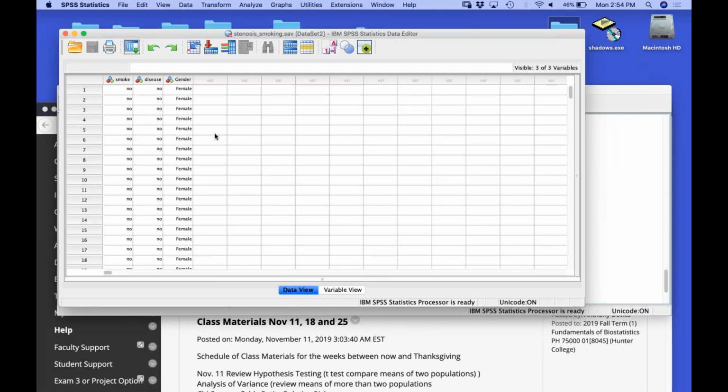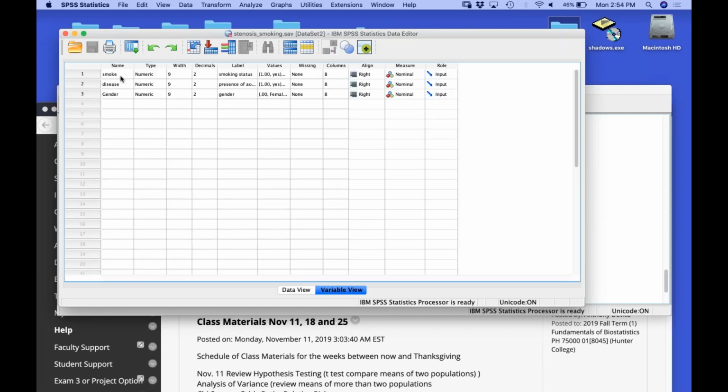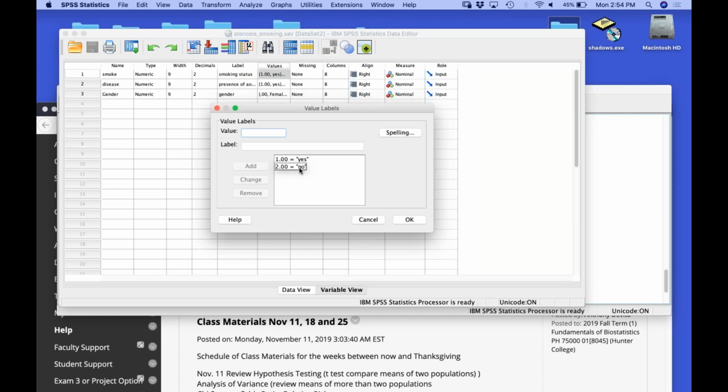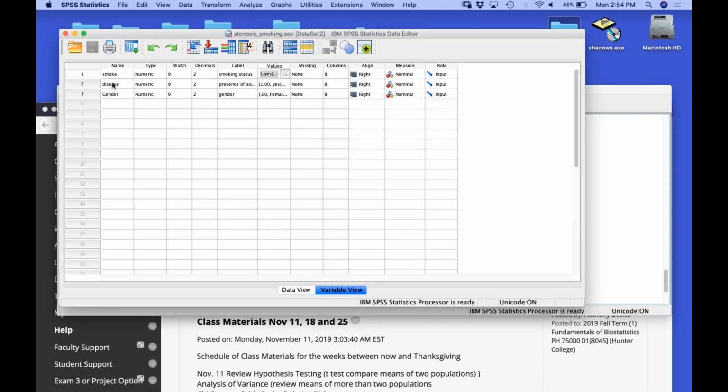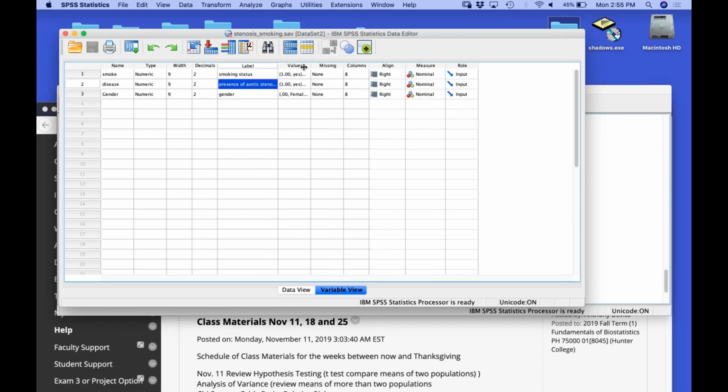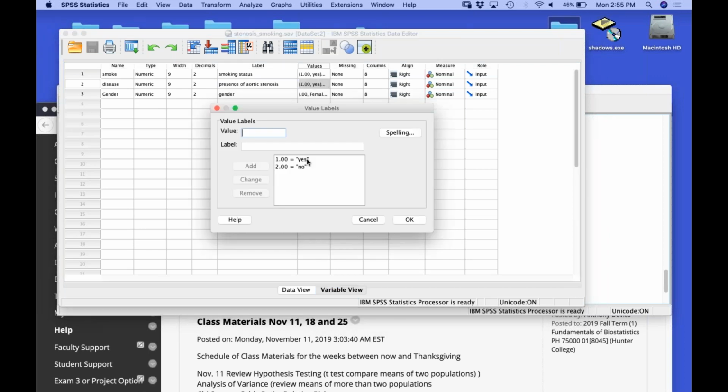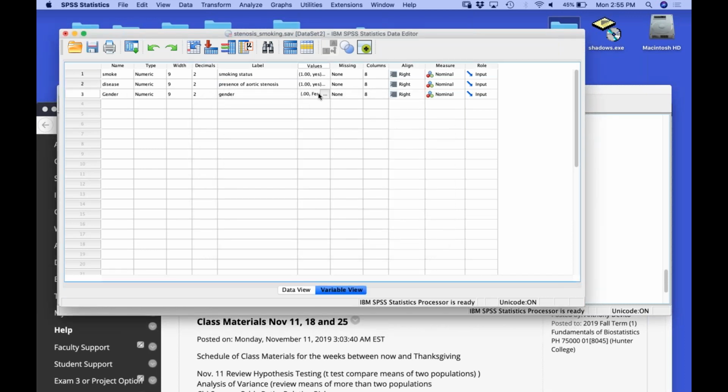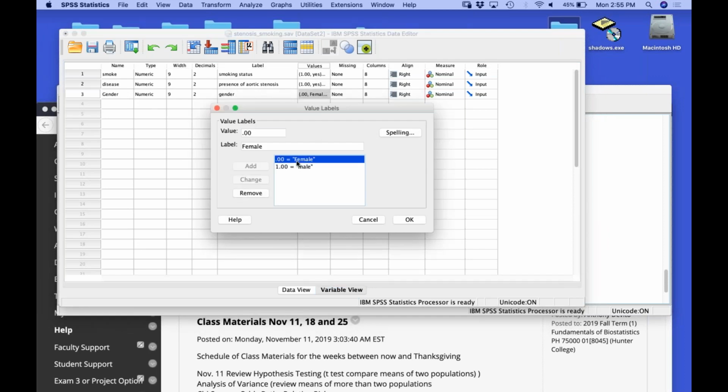Okay, so what does this data set tell us? We have three variables here: smoking, disease, and gender. I'm going to go to my variable view so I can see what these represent. So that variable smoke is a categorical nominal variable. These are all nominal variables. Let's see what that represents. One represents the person's a smoker. Two says that he's not a smoker. How about disease? Presence of aortic stenosis, hardening of the arteries. One is the disease is present. Two, the disease is not present. And the third one is gender. And in that case, 0 and 1, I'm going to leave it the way it is. Just keep in mind it says 0 and 1 instead of 1 and 2.